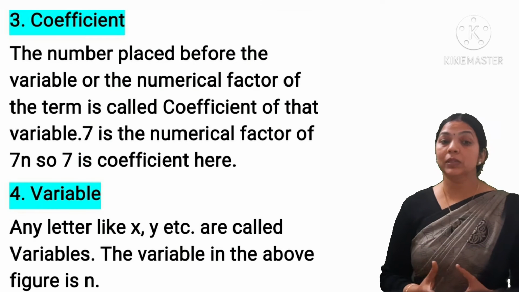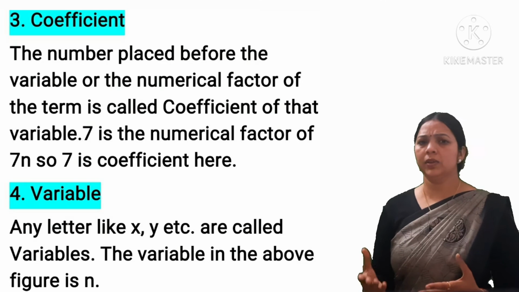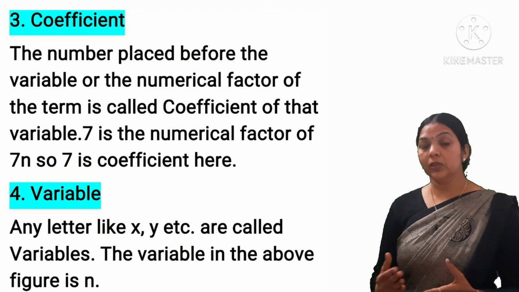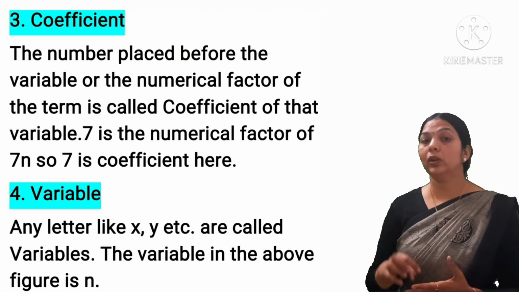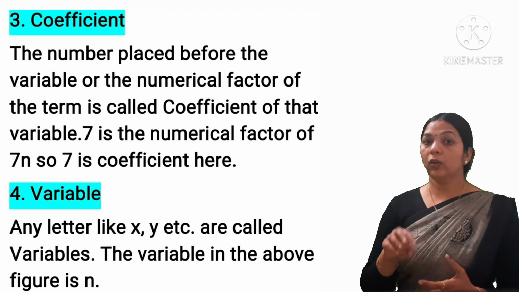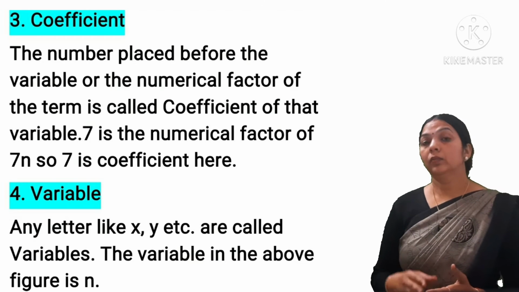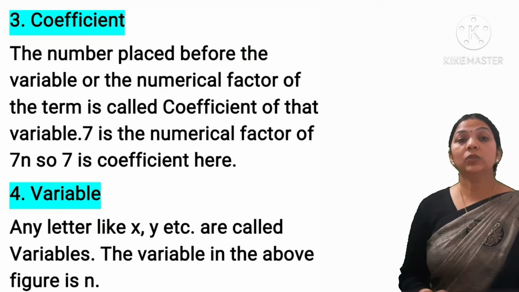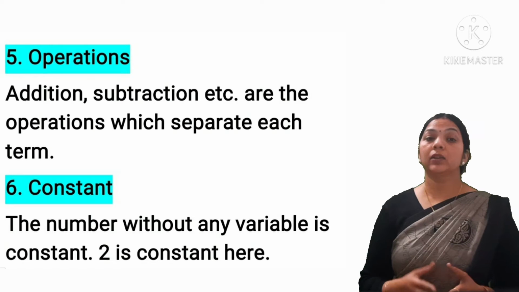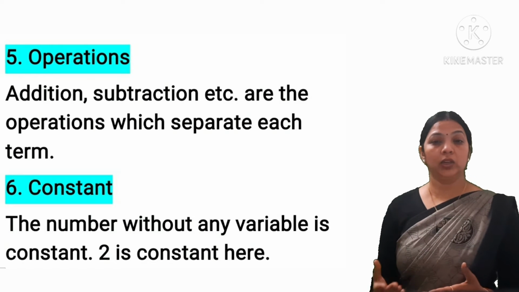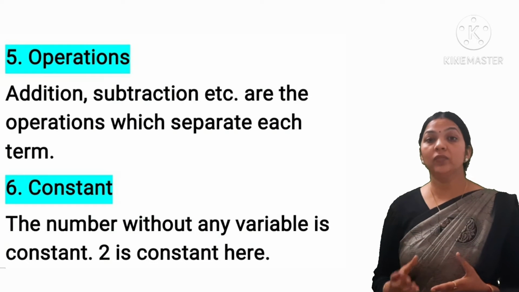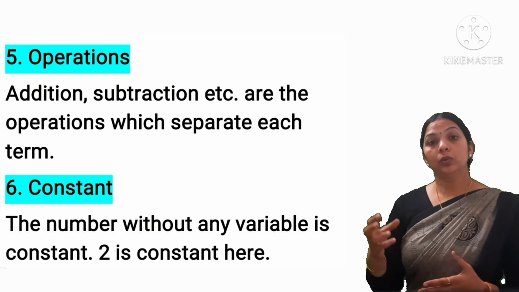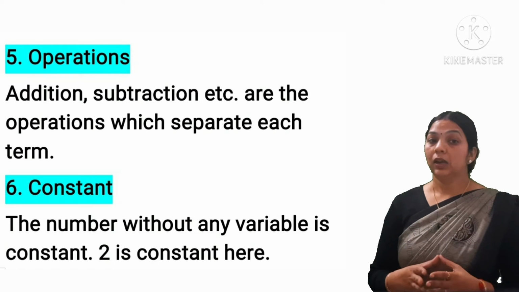Now what are variables? Any letters like x, y, z, a, b, c, etc. These are called variables, whose value keeps on changing, or you can place some other value instead of that to get the next value of the expression. Next one is operation. We know that addition, subtraction, multiplication, division, and all these are operations which define how to use that expression.